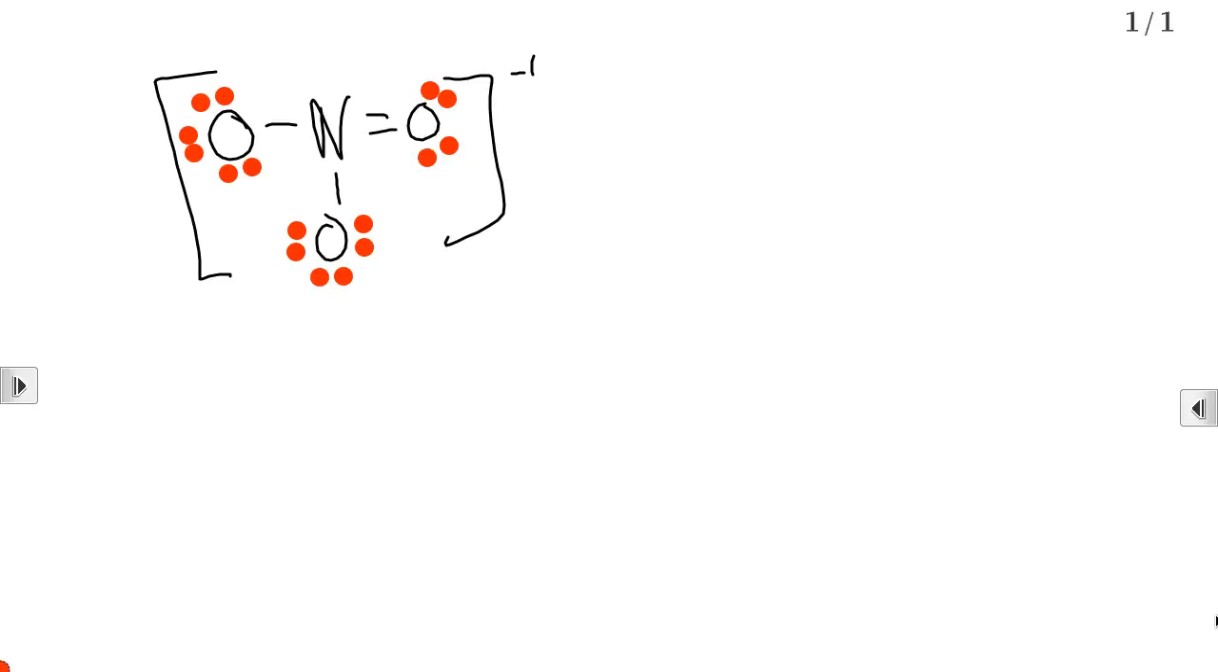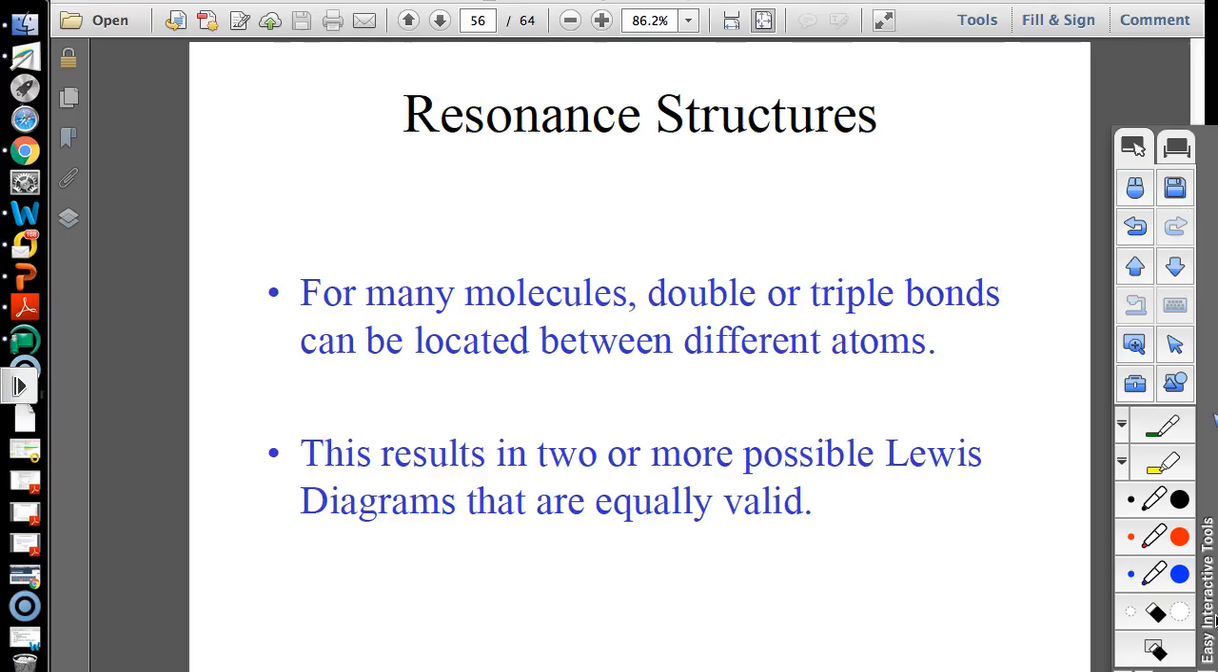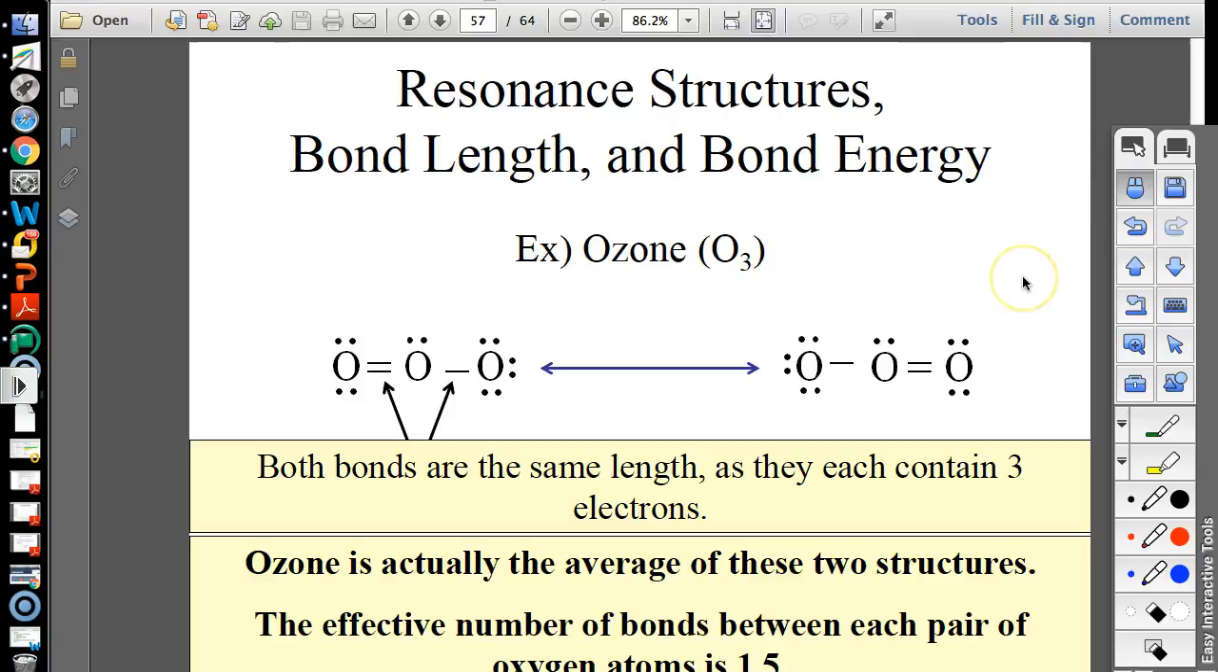So these are called resonance structures, where all three of those are really going on at the same time. There are three equally valid Lewis structures for this. On ozone, y'all drew ozone yesterday. Ozone has a double bond and a single bond, but it's equally valid to draw the single bond here and the double bond here. So when we find the bond order in this ozone molecule, it's not 2 and it's not 1. It's actually 1.5.